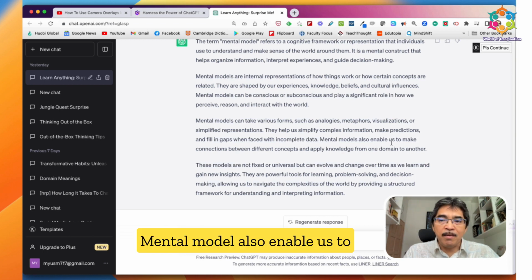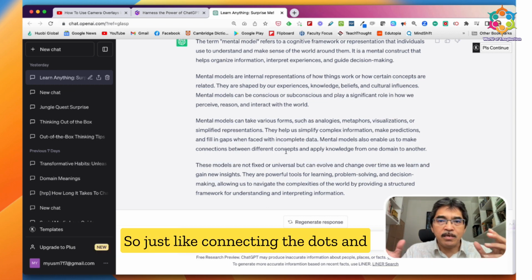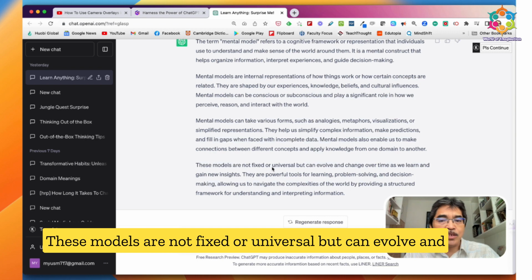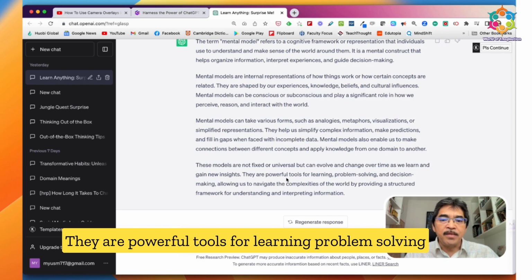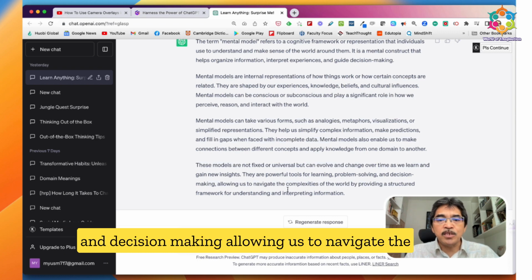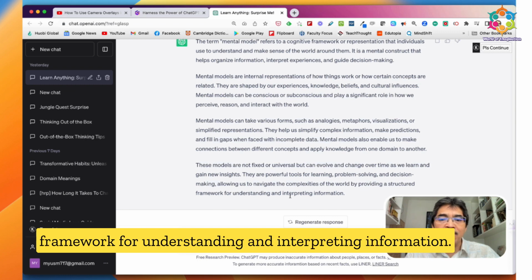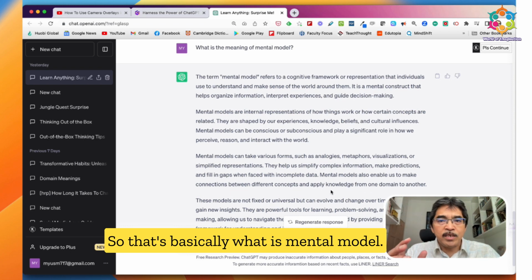Mental models also enable us to make connections between different concepts. So just like connecting the dots and applying knowledge from one domain to another. These models are not fixed or universal, but can evolve and change over time as we learn and gain new insights. They are powerful tools for learning, problem solving, and decision making, allowing us to navigate the complexities of the world by providing a structured framework for understanding and interpreting information. So that's basically what a mental model is.